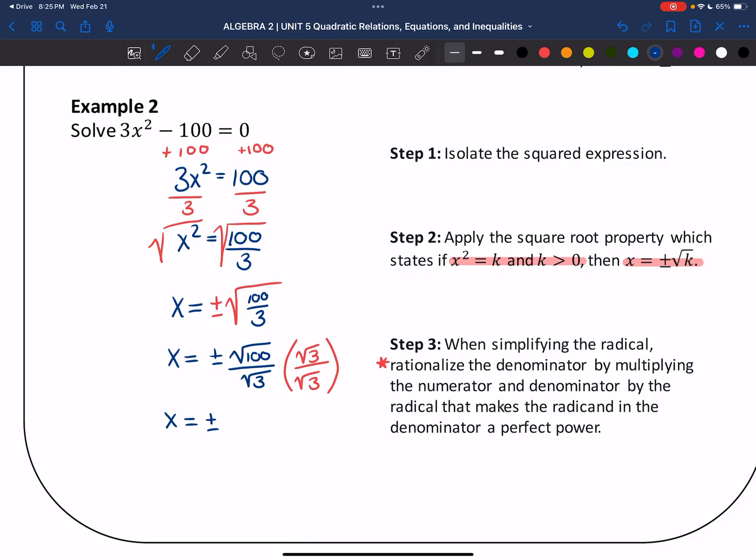Oh, wait, no, the square root of 100. Ooh, I can simplify that. What is the square root of 100? That's in the numerator. It's a 10. And then what else is up there?